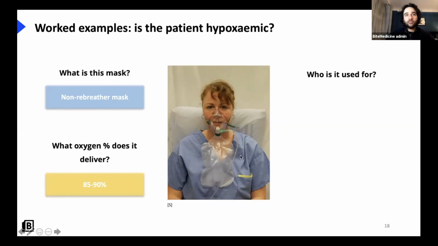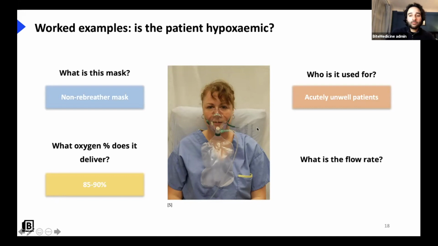Who is it used for? Well, it's used for acutely unwell patients. Really, anyone who comes into resus will be put straight on high flow oxygen unless they definitely don't need it. So that's a really important thing to be aware of. And what is the flow rate? Well, it is 15 liters of oxygen via a non-rebreather mask, and that correlates with around 85 to 90% oxygen delivery.